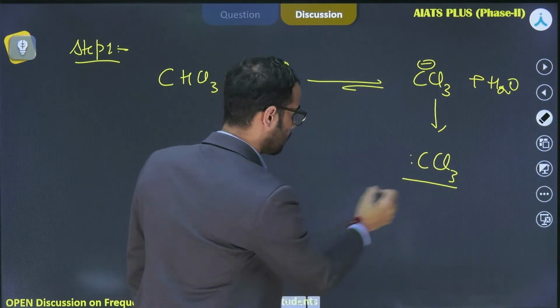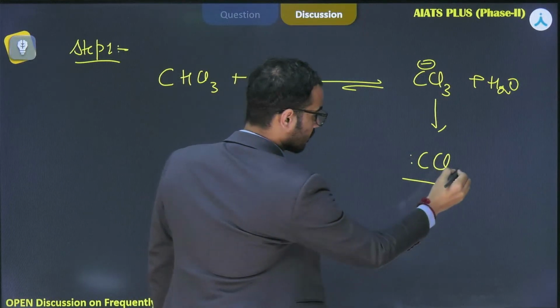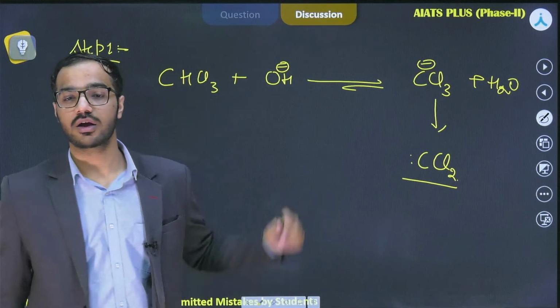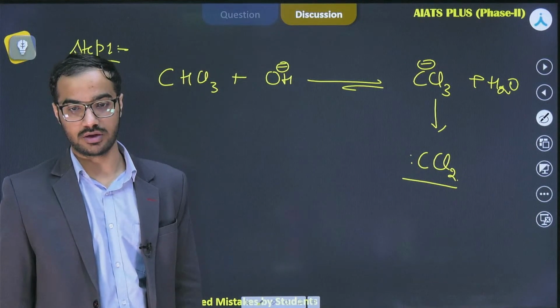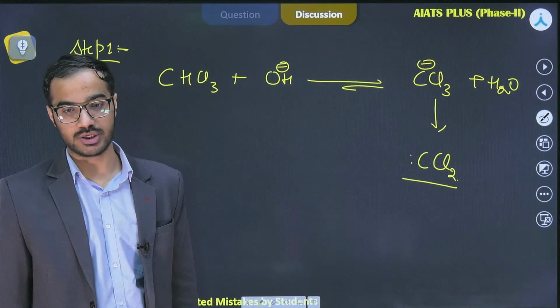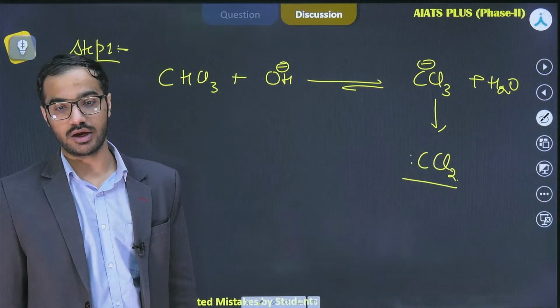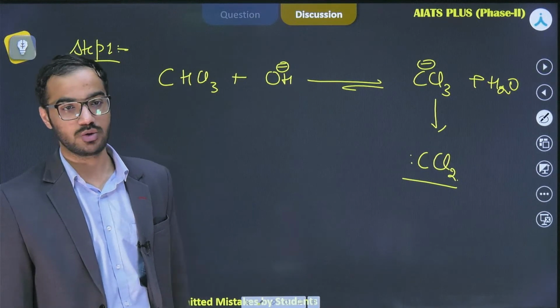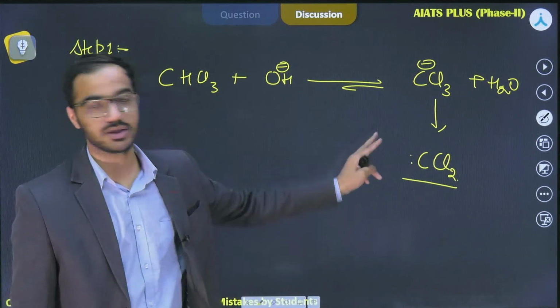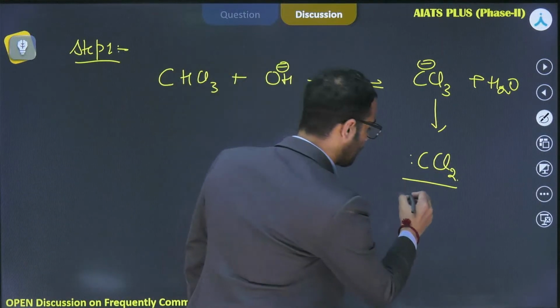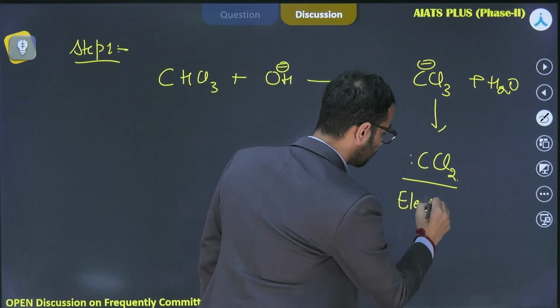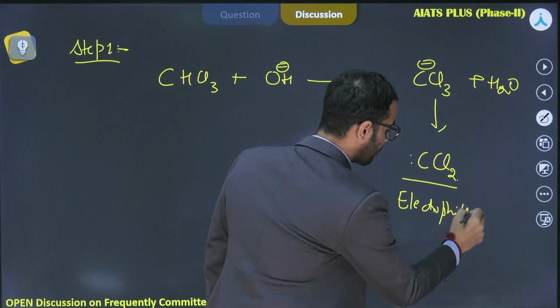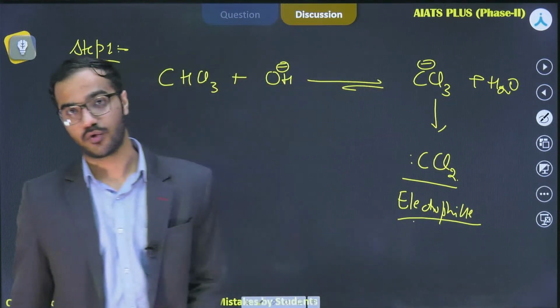CCl2. You will have a carbene. Phenoxide to salicylic, absolutely correct. And the electrophile is the carbene CCl2, it's not positive, it is CCl2 only. So this is the electrophile of this reaction.